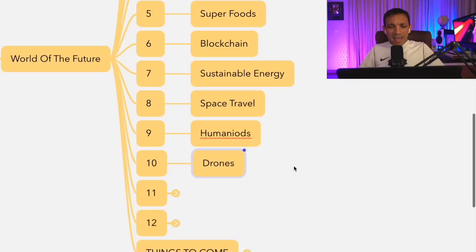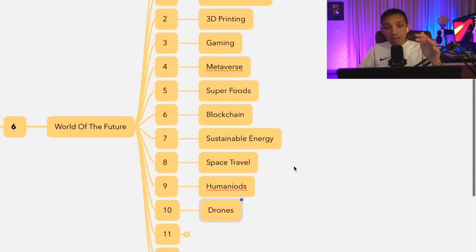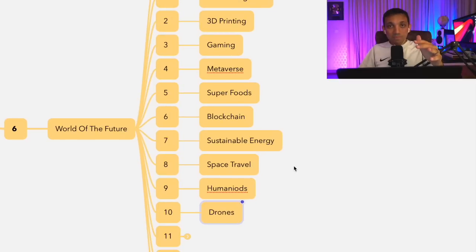Drones, already happening in a lot of ways right now. Drones are used for great videography, visuals and stuff like that. Even the defense are using drones for warfare. So again, all of these innovations that I'm mentioning over here are controlled by the internet. 5G has a big role to play in all of these areas.